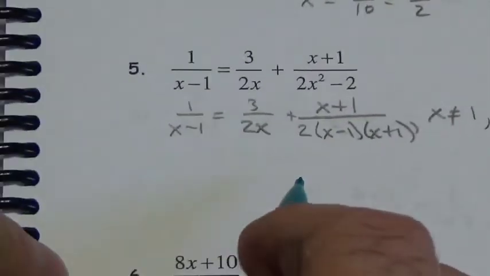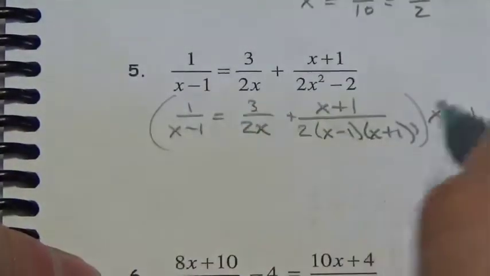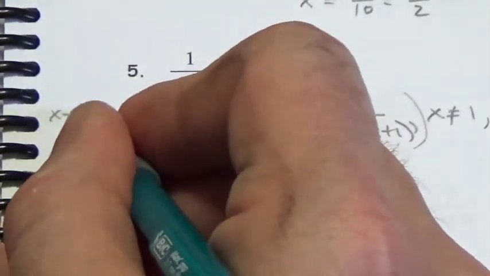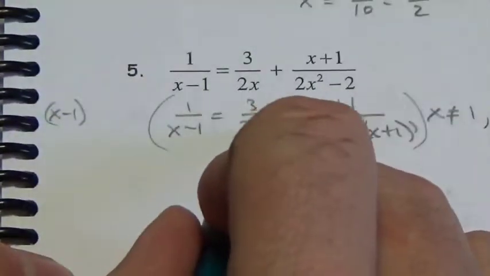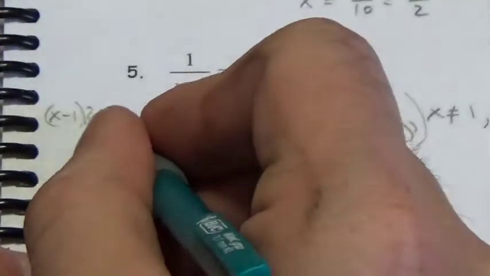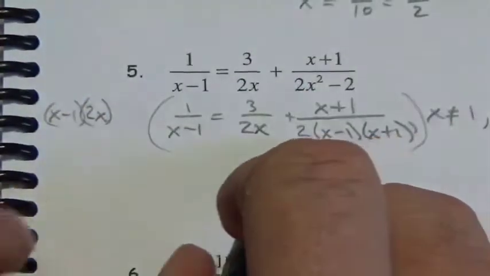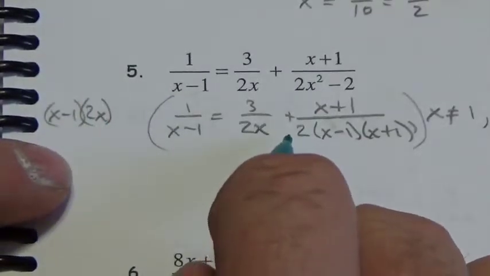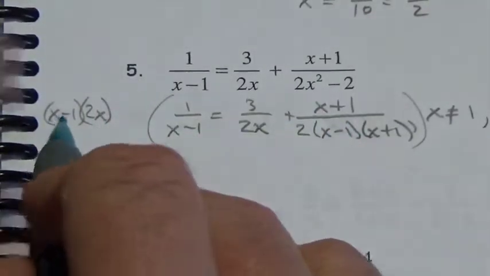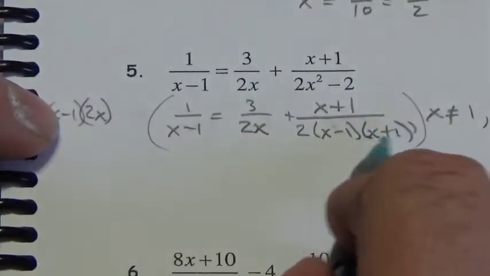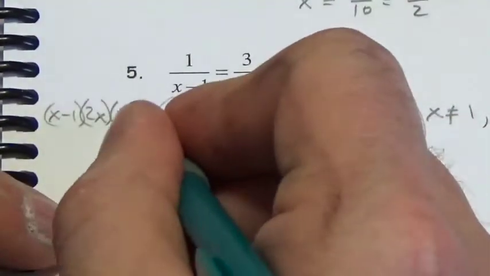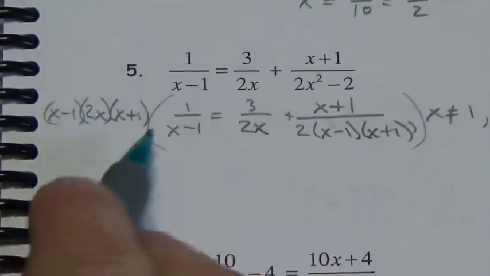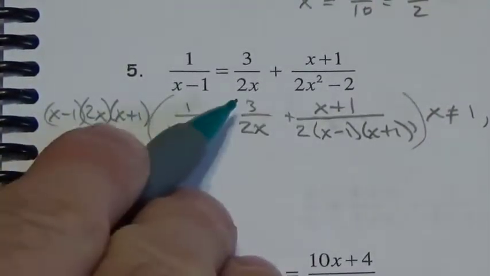Now, my common denominator here, I'm going to put brackets around the entire equation. My common denominator's got to have a factor of x minus 1. It's got to have a factor of 2 and x. It's got to have a factor of 2, and it does, so I'm good. That 2 is covered. I've got to have an x minus 1 there, and it does. But I also need a factor of x plus 1, and this one doesn't, so I have to include what's missing here.